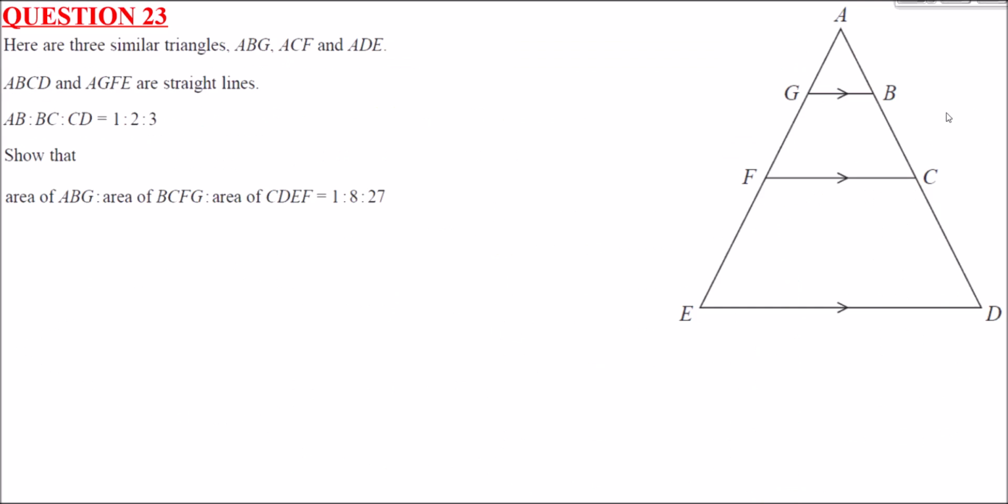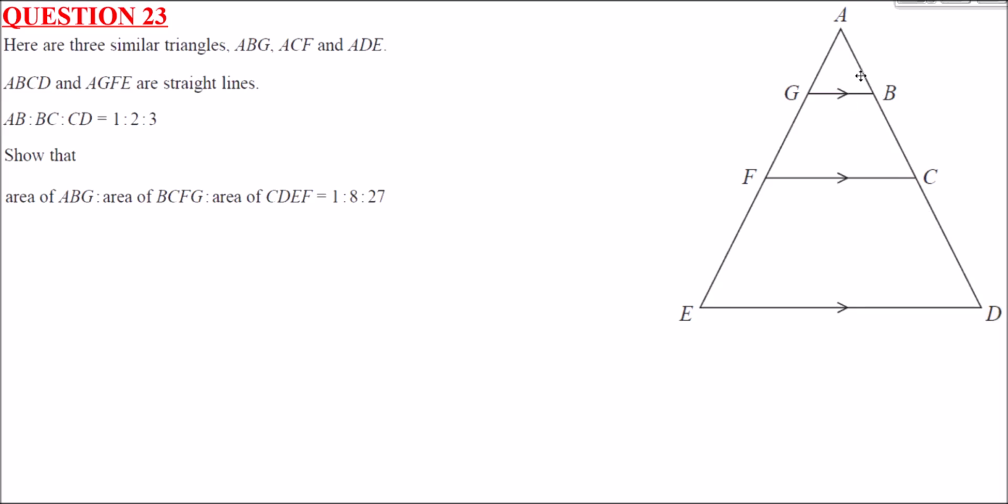Question 23, again, is a challenge. We have 3 similar triangles: ABG at the top, ACF, which is like this one here, and ADE, which is the overall big one. ABCD and AGFE are straight lines. And also, this bit here, ABCD, is split into a ratio where A to B to B to C to D is in ratio 1 to 2 to 3.